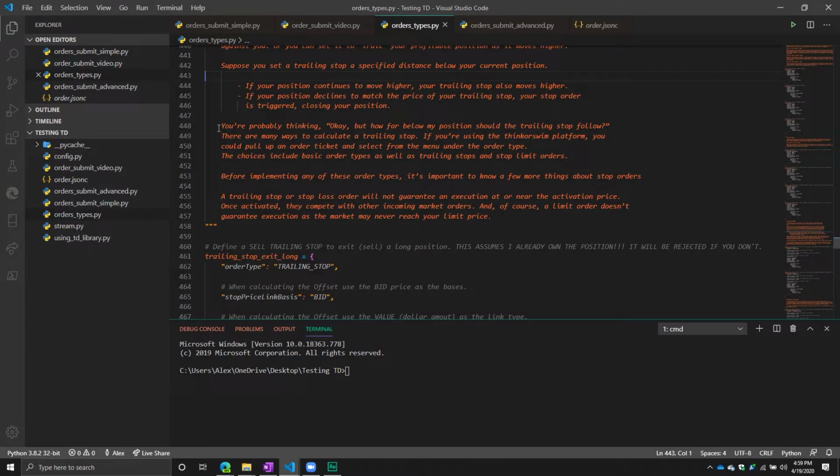So you're probably thinking, okay, but how far below my position should the trailing stop follow? There are many ways to calculate it. And so you can actually do this in Thinkorswim if you want. But we'll see when we're building our orders, there's actually a lot of different components to it. I'm not going to go into necessarily all the details of them, but I will show you where that information is if you need it. But you can actually link it to certain prices and stuff like that.